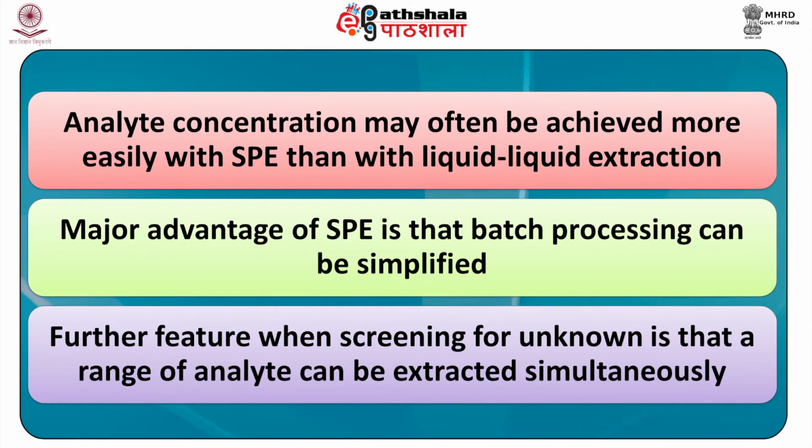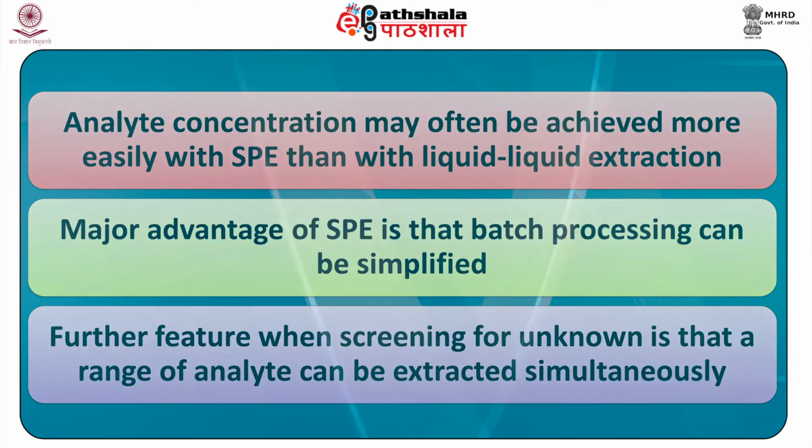A major advantage of SPE is that batch processing can be simplified. A further feature when screening for unknowns is that a range of analytes can be extracted simultaneously, although this may create a problem if an analyte of a single component is required. Moreover, the SPE columns are expensive and it may not be possible to retain very water-soluble analytes.